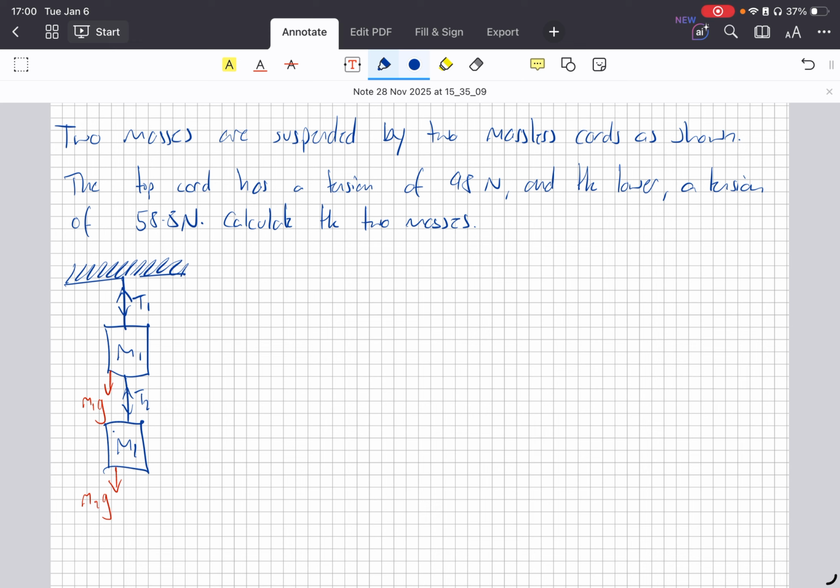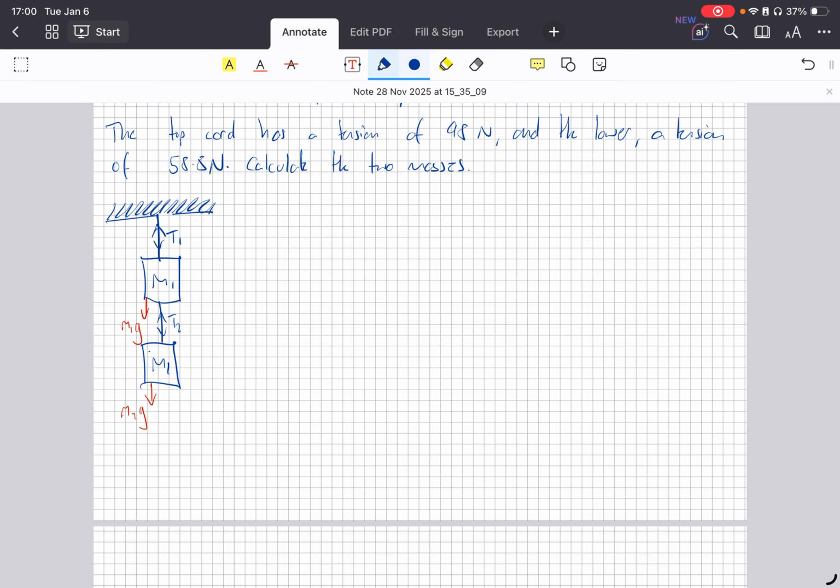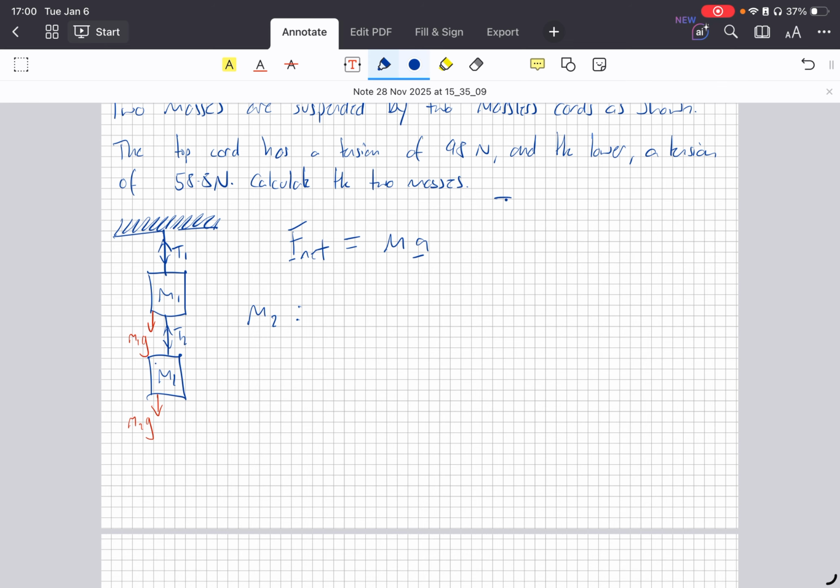So we're going to use Newton's laws in order to solve this problem, and in particular we'll use Newton's second law. Newton's second law says that the total force, the net force, F net, is equal to the mass times the acceleration. We're now going to apply that to each of the two masses. Also, I need to write down T1 is equal to 98 newtons and T2 is equal to 58.8 newtons. That's also given to us in the question.